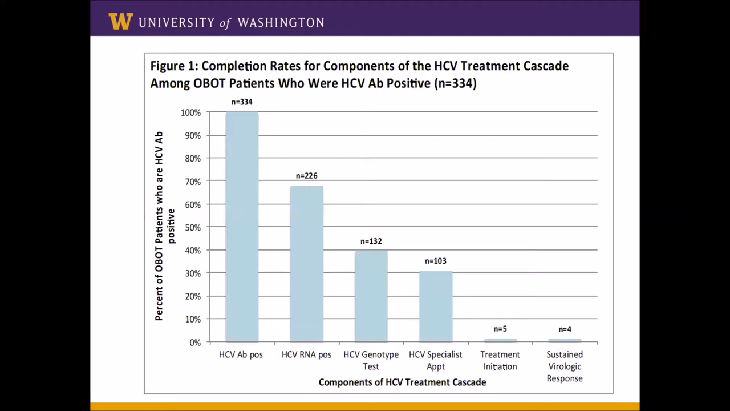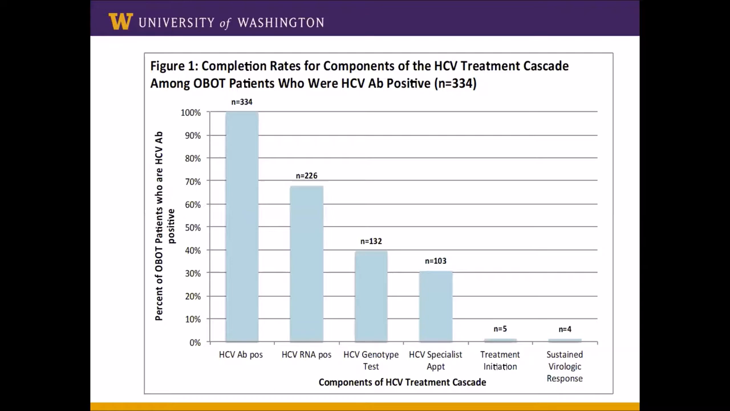Only 2% of those with chronic infection had initiated treatment, even though nearly 50% of those diagnosed had seen a specialist. Again, admittedly, this is pre-DAA era data, so it will be important to see how this changes in the DAA era.